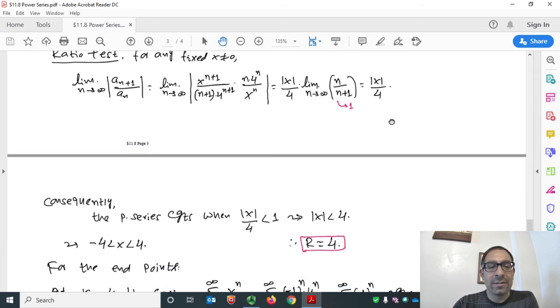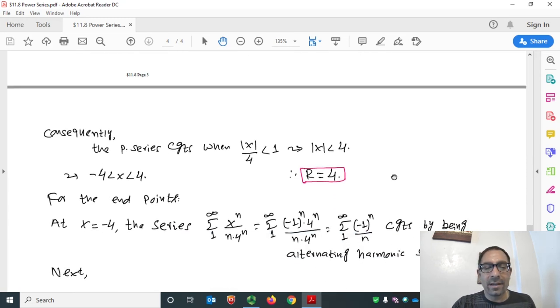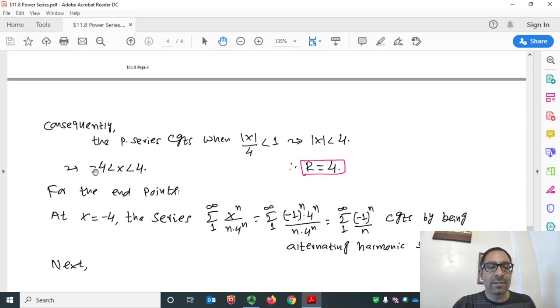Consequently, our power series converges when absolute value of x over 4 is less than 1. This implies absolute value of x is less than 1 multiplied by 4, which is 4. So our radius of convergence is 4, and the interval of convergence is minus 4 comma 4. But let's check at the endpoints separately.